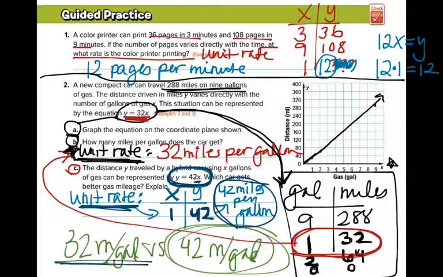Then I look and say 32 miles per gallon for A versus 42 miles per gallon for C. 42 miles per gallon wins. So the hybrid car gets better gas mileage.